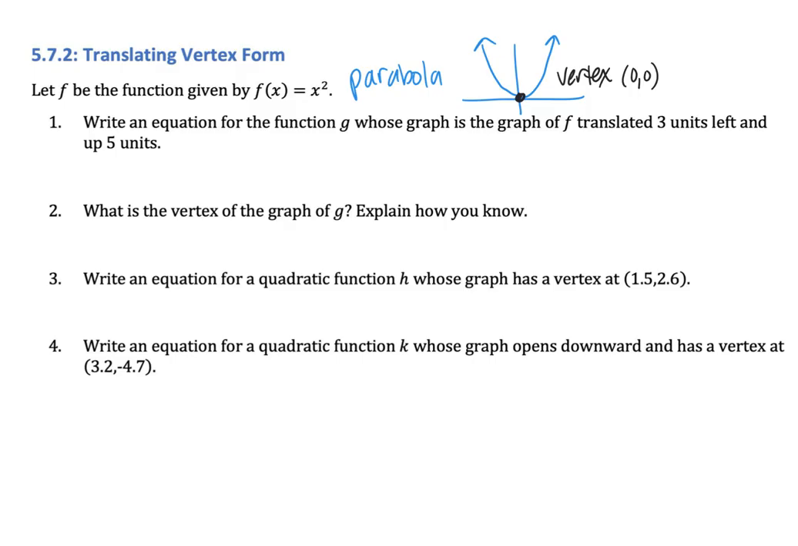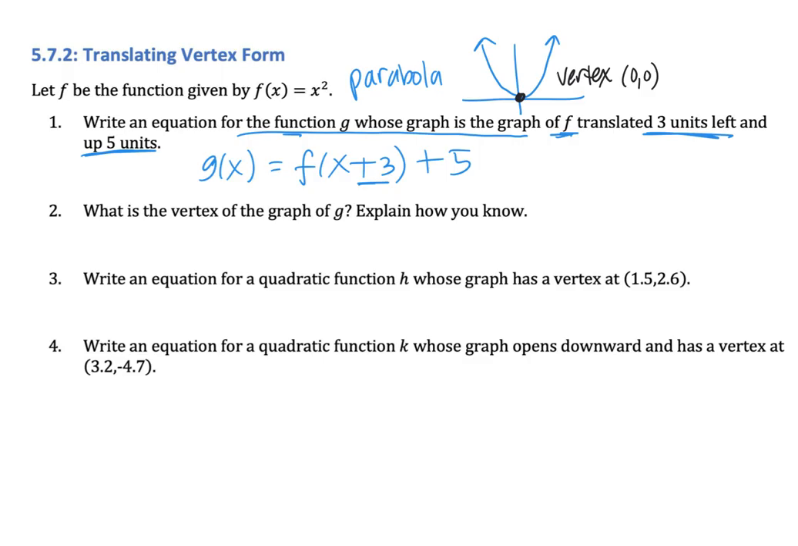So it says write an equation for the function g whose graph is the graph of the function f translated 3 units to the left and 5 units up. So g will now be 3 units to the left and 5 units up. So remember, left means we're going to do +3 and up means +5.